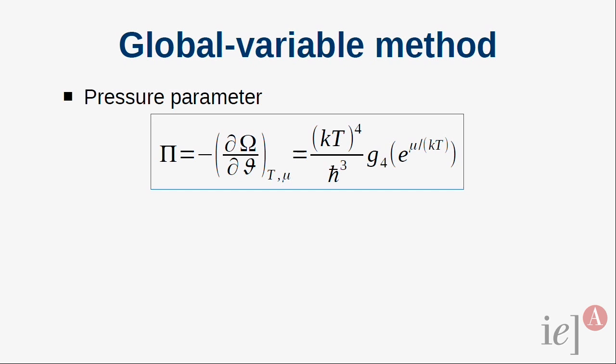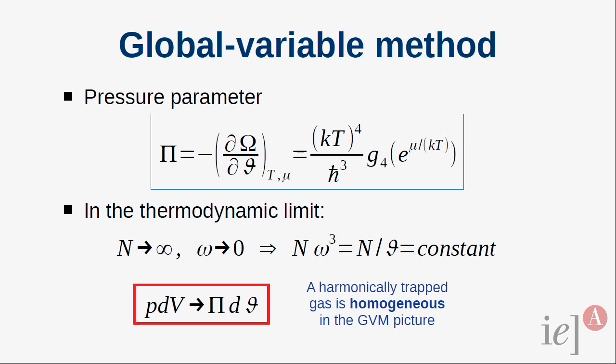this is the pressure parameter, and we see here that if we take the thermodynamic limit, we make the number of atoms go to infinity, and as the potential must be weakened in order for the gas to occupy the whole space, we see here that this is kept constant. So we have N over the volume parameter, that's basically the density parameter of this system, kept constant. And once we identify this, we see here that in this non-homogeneous system, in this harmonically trapped Bose gas, we can write the pressure parameter times the differential of the volume parameter as the work differential, and this means that the harmonically trapped gas is homogeneous in the global variable picture.